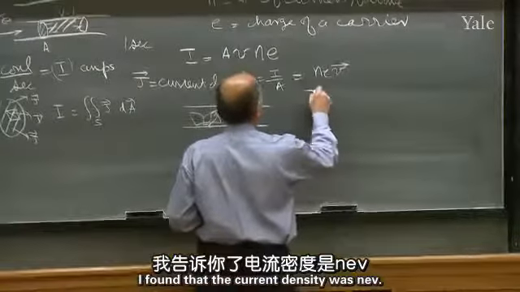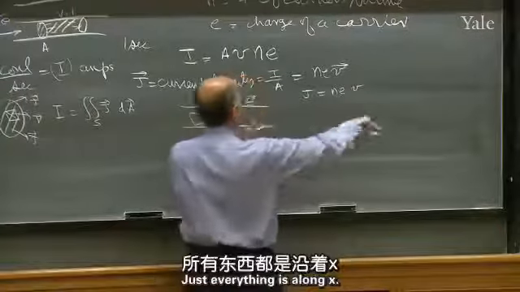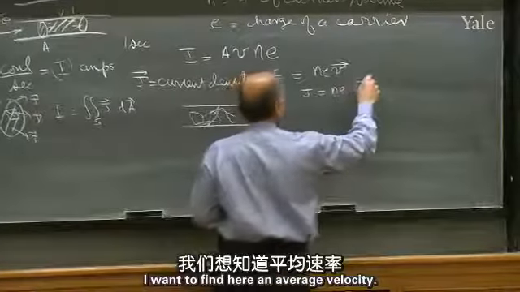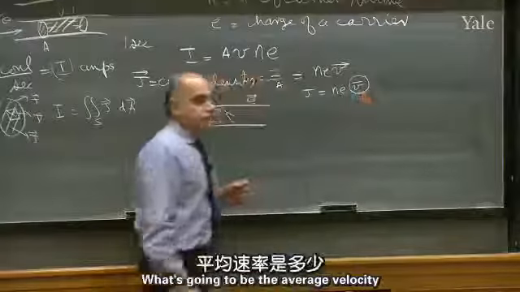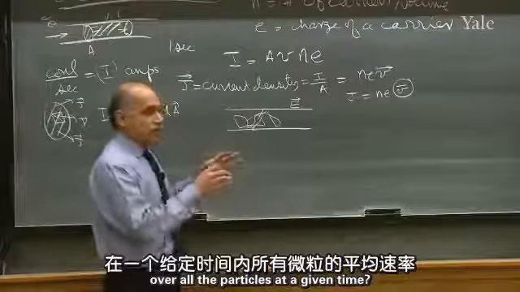I found that the current density was NEV. Forget about the vector sign for now, just everything is along x. I want to find here an average velocity. What's going to be the average velocity over all the particles at a given time?